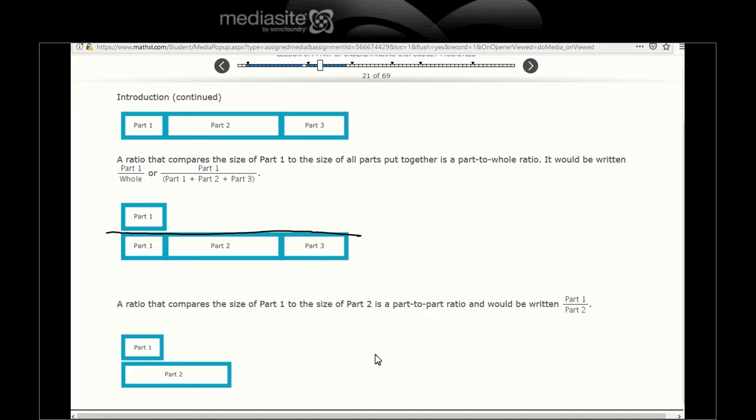Now a ratio that compares the size of a part to the size of another part is a part to part ratio. So how is part 1 compared to part 2? Visually, we see part 1 is smaller, so whatever this ratio is, it's going to be less than 1. Because part 2 is bigger, the denominator is bigger than the numerator, so it's less than 1.